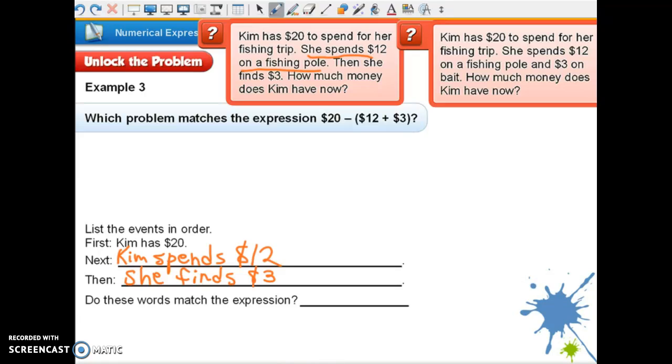No. Because if we're working this out in math, we're going to have $20 minus, and we're going to do what's in our parentheses, $12 plus $3, which is $15, and eventually we would end up with $5. Okay, that's what we're doing. Is that what she did here?